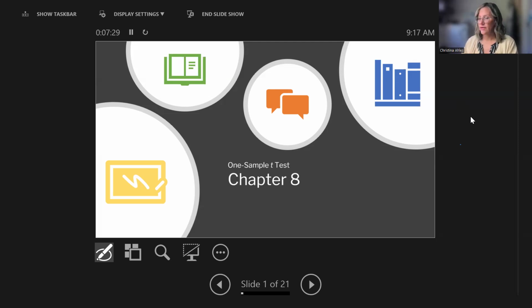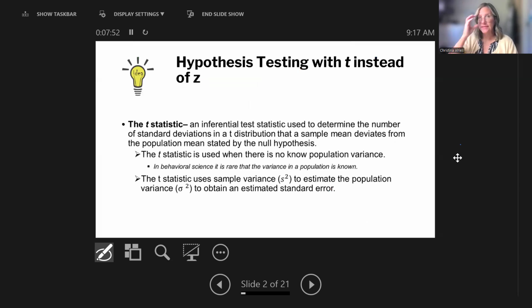So it's helpful because once you get chapter 7 down, chapter 8 is very similar and it continues to be similar. The only thing that changes per se is the calculations and why we do the calculations. That's really the only major nuance difference. So let's take a look at the t statistic.